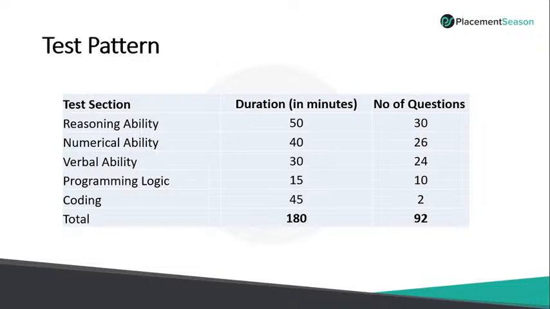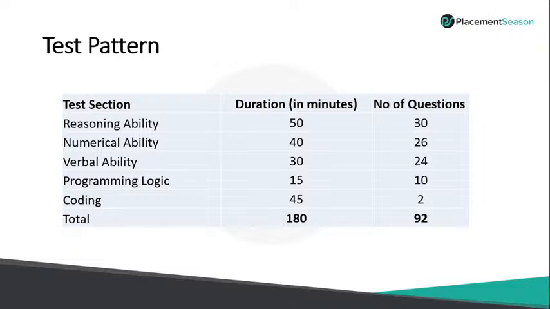So the major checkpoint in this TCS pattern is, say for example, in the reasoning ability section, you have answered all 30 questions in 30 minutes. Just as an example. You cannot go to the next section. You need to spend the entire 50 minutes in that particular section. You cannot even submit and go to the next section. So you have to plan your time accordingly.